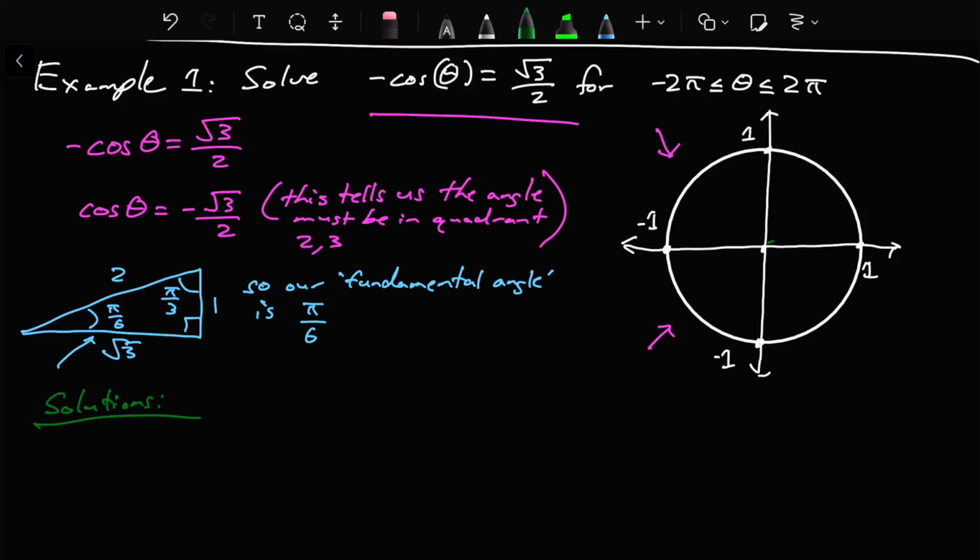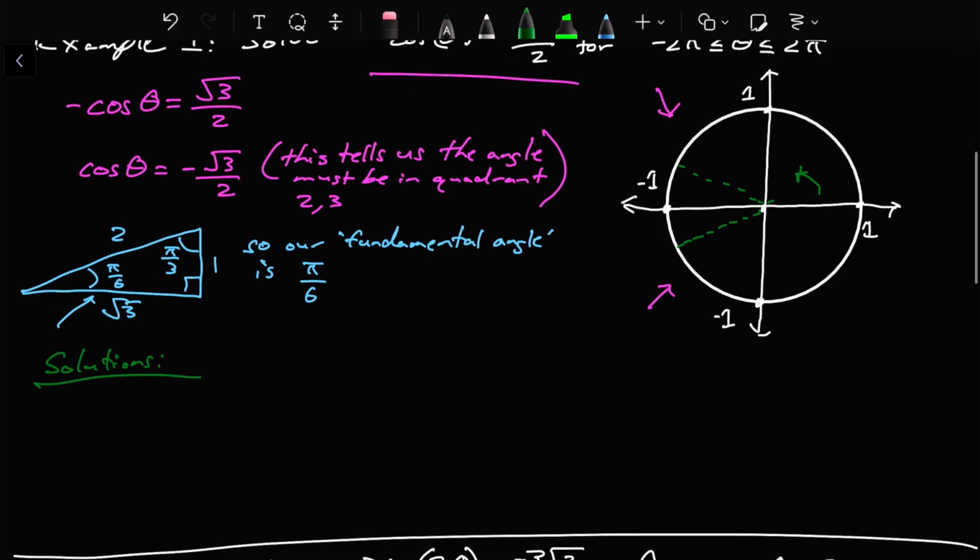But we can use symmetry to get to the other side, right? Like we could go here, or we could go here, okay? So for our positive solutions, that is if we're working in this direction, those solutions are, well, what gives us a symmetry of the same cosine value but negative? It's going to be 5 pi on 6 and 7 pi on 6.